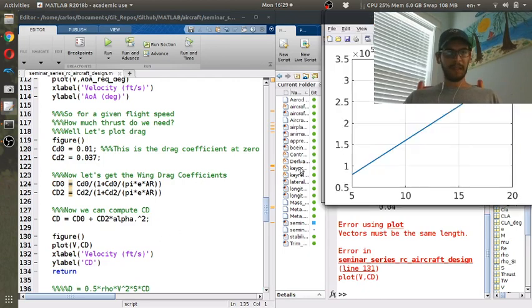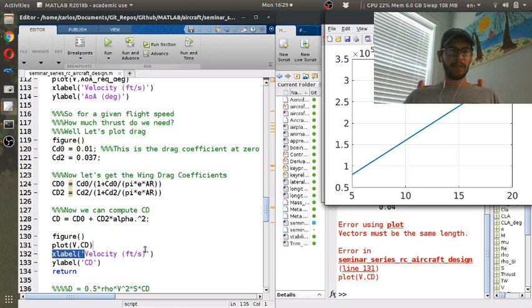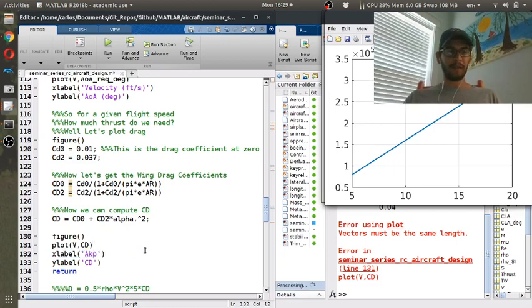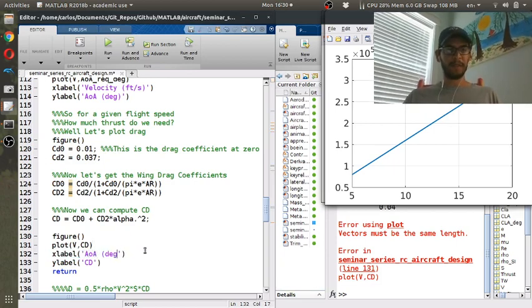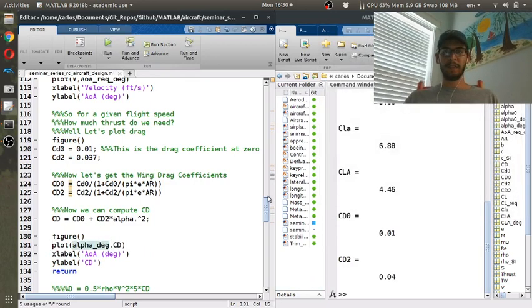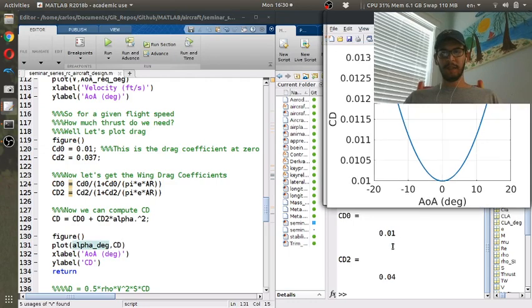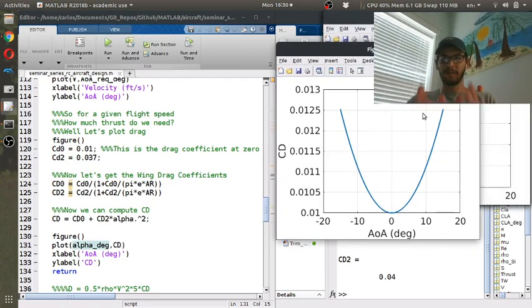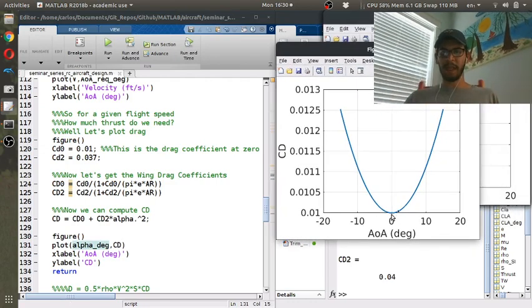Vectors must be the same length. Oh, okay, it's because what I need to do is plot angle of attack. So I need to do alpha AOA in degrees and do alpha degree. Okay. And then, yeah, CD1 there. So there's my drag, there's my quadratic. So at 0 degrees angle of attack, I've got 0.01, and then as I increase there, I go from there.